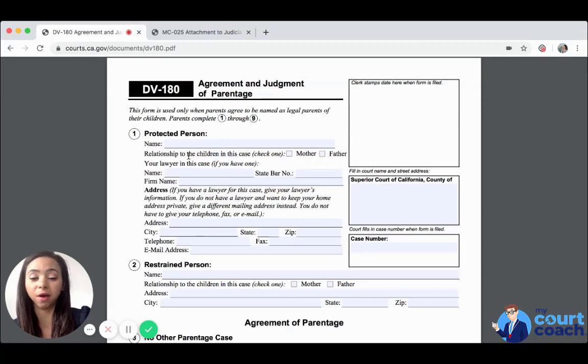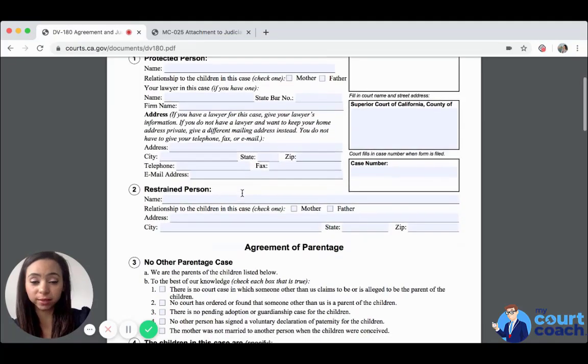Protected person. You're going to write your name and then what is your relationship to the children. So the mother, the father. If you have a lawyer, the lawyer is going to complete this information. You can write your mailing address if you do not feel comfortable providing your residential address. You don't need to provide your telephone number, your fax number, or email, but if you do have an attorney, the attorney would fill out those portions.